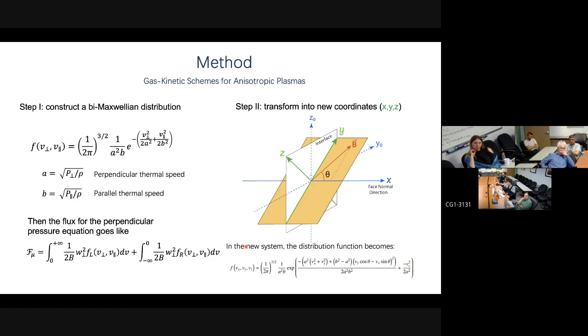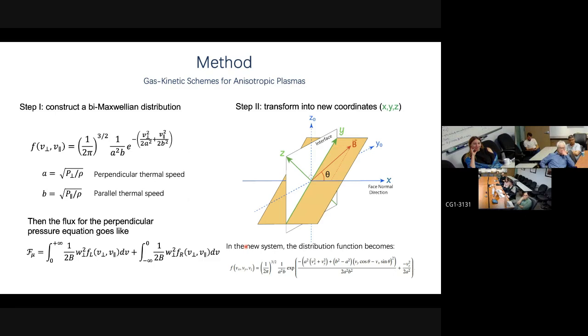For anisotropic plasmas, the gas kinetic scheme becomes more complex. Step one, we start with the bi-Maxwellian distribution, where A is the perpendicular thermal speed, and B is the parallel thermal speed. In the original coordinates, the calculation is very complicated, so we go to step two with the coordinate transform.